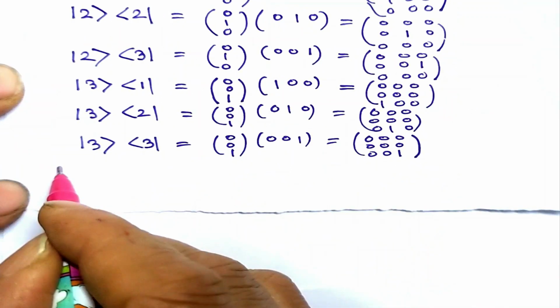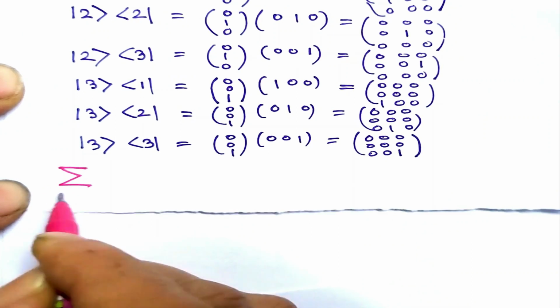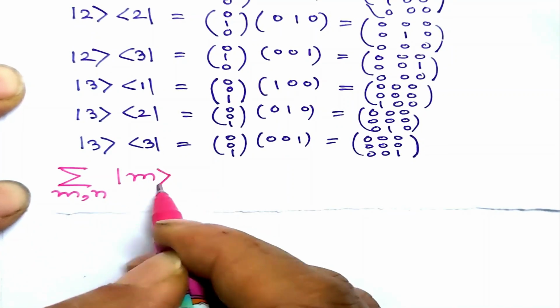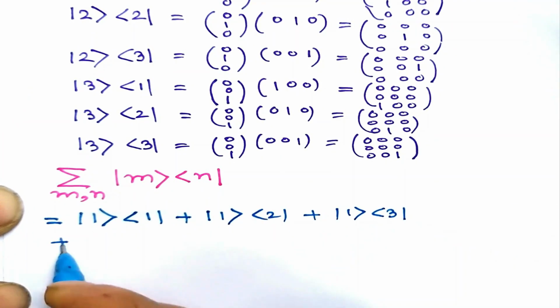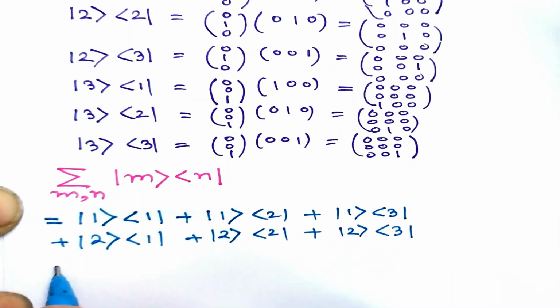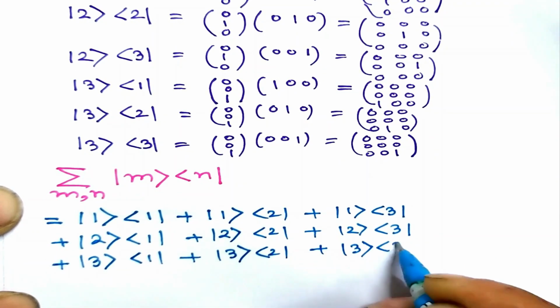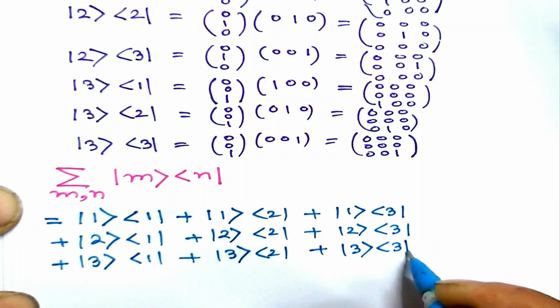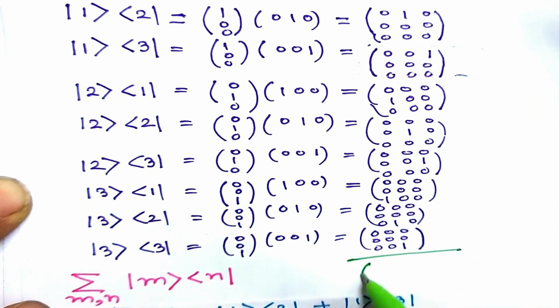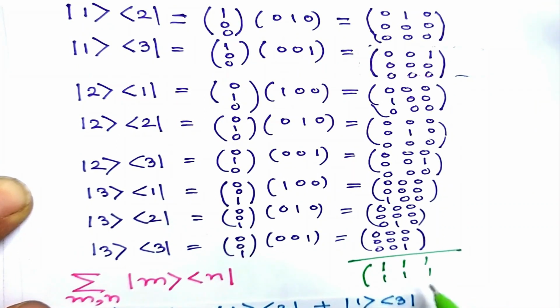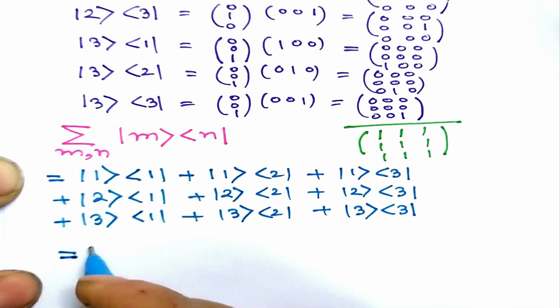Having found all the ket m bra n values, we are now in a position to evaluate the sum. Let us write all the terms it reproduces. Clearly, the next step involves the sum of all the matrices that we got, and it is a 3 cross 3 matrix with all elements unity. We thus have got the result.